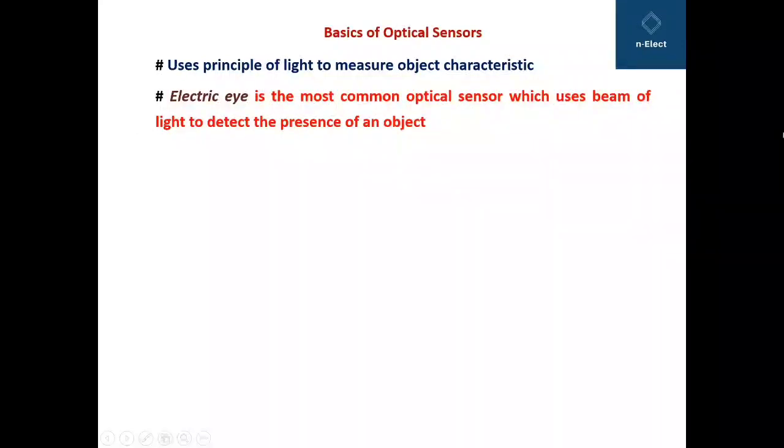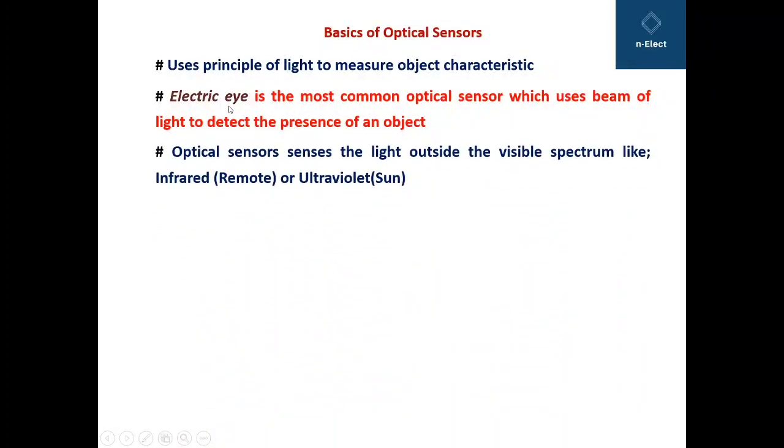You must have seen in many temples such a type of electric eye applied on one of the walls, where the persons going out of the temple are being counted. So in those applications, these electric eye type sensors are generally used.